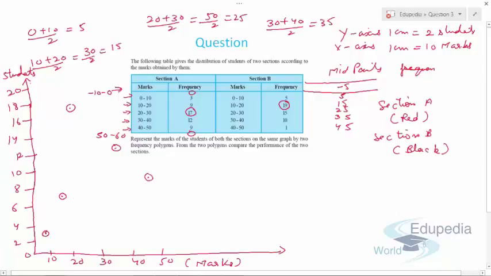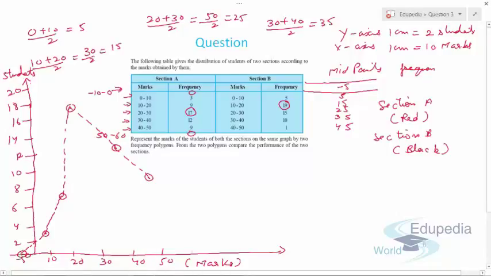So then we need to draw it like this, right? Now we need to close the polygon, so we use the succeeding and preceding class. So this is minus 10 to 0 with frequency 0, so the point is minus 5, and this will come somewhere over here. So we draw like this.